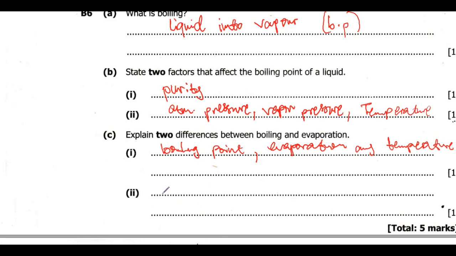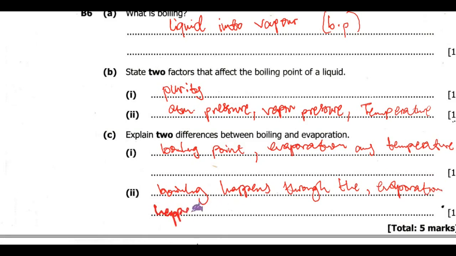Then boiling happens or occurs throughout the liquid, throughout the whole liquid. And evaporation happens on the surface. It starts on the surface, and then the molecules below, water molecules or whatever liquid molecules, follow. So it happens on the surface. So those are the differences.